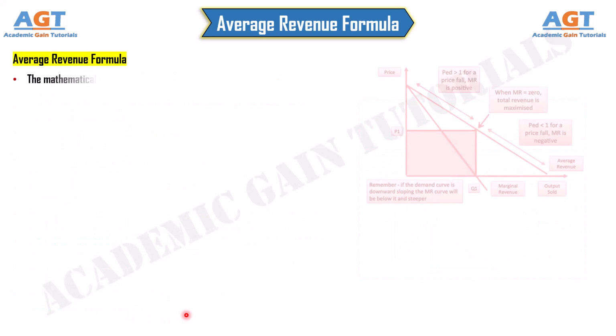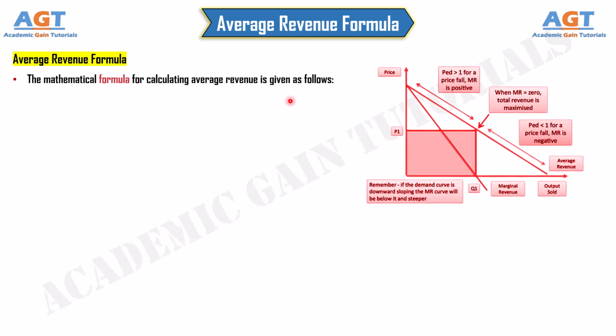The mathematical formula for calculating average revenue is given as average revenue, which is denoted by AR, equals total revenue, which is denoted by TR, divided by the output, which is denoted by Q. This concludes the discussion about the average revenue formula. It is a very important concept for determining the profit of a business.